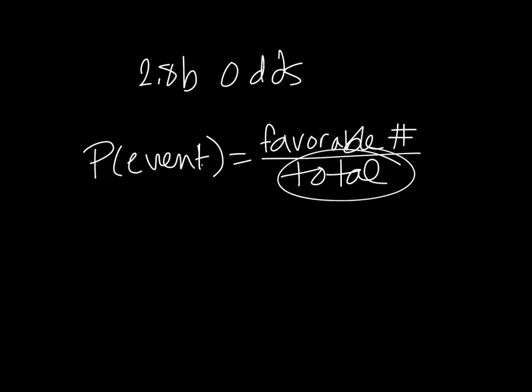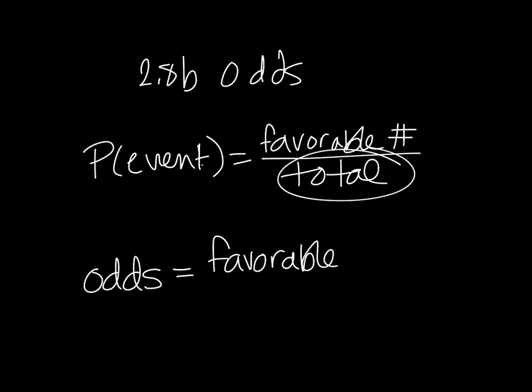Odds are very similar, but there's a very big difference that you have to understand to get it right. With odds, you're still going to put the favorable number on top. And on bottom, you're not going to do the total. You're going to do the unfavorable number.